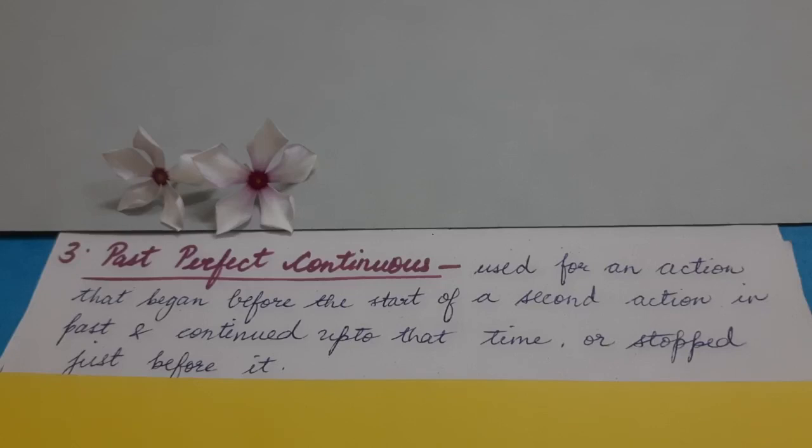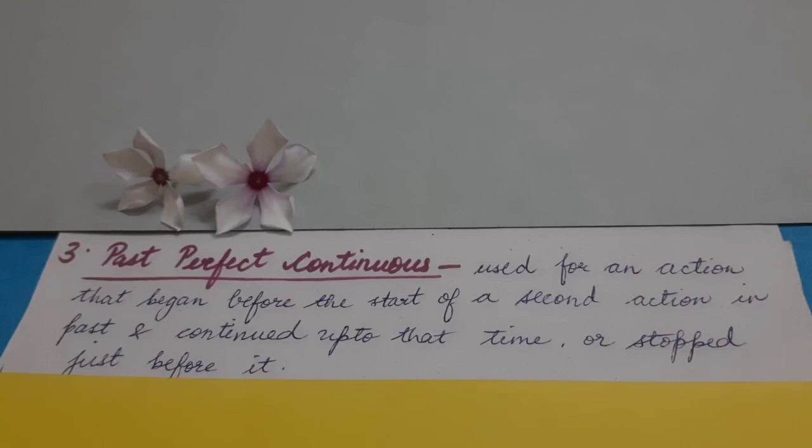It is used for an action that began before the start of a second action in the past and continued up to that time or stopped just before it. So it is again the combination of past perfect and past continuous. Some action that began before the start of another action, but in the past. Let's say you were studying English, and then after that you started playing, but the prior action, the action you were doing before, means you were studying, so the studying part continued to that time or just stopped before it.